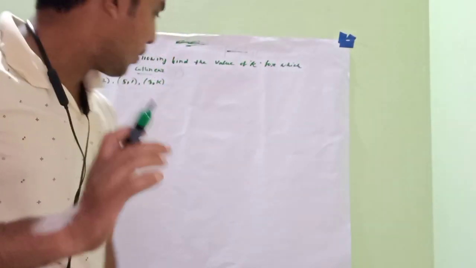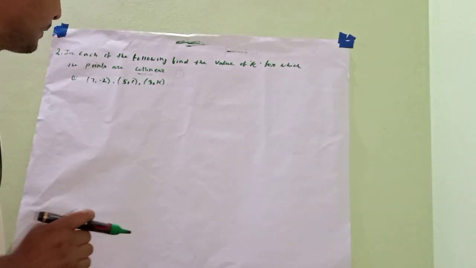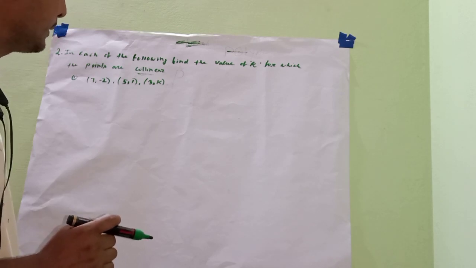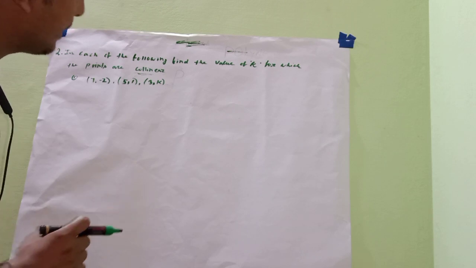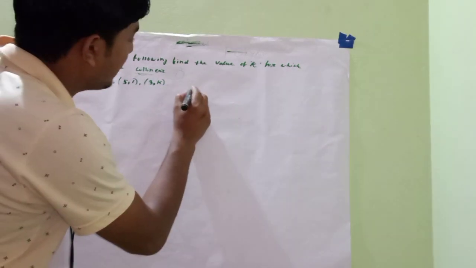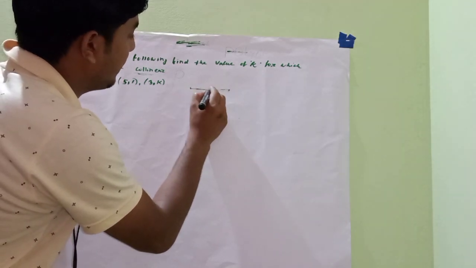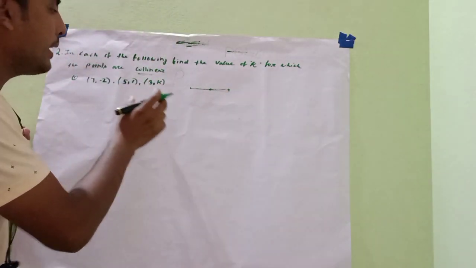Now try to understand in case the points are collinear. All of you know what collinear is. Try to remember it. Collinear means that all the points lie on the same line. Now the question is, how to find the value of k?